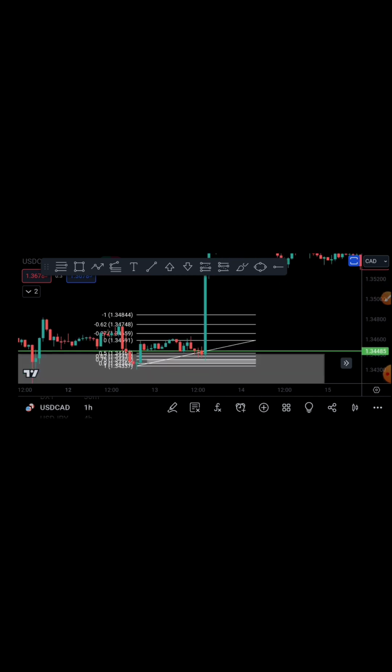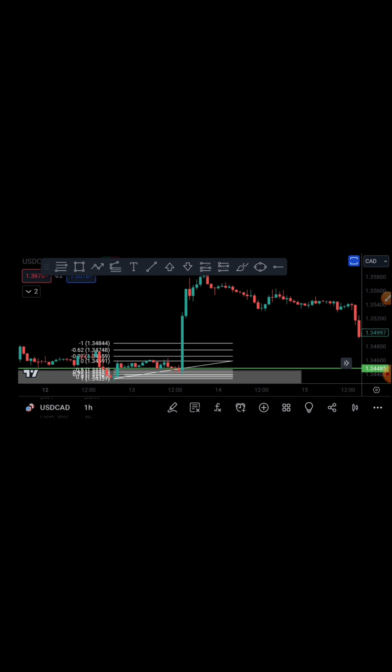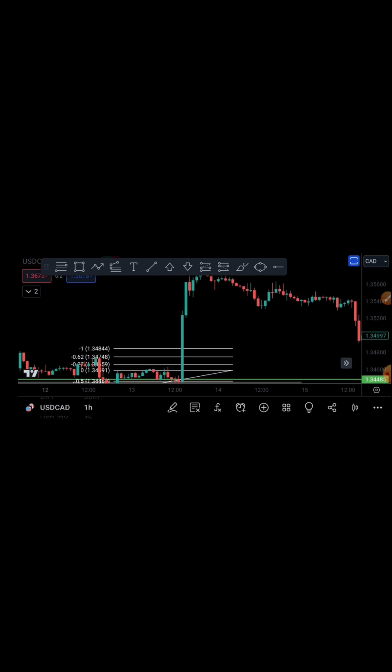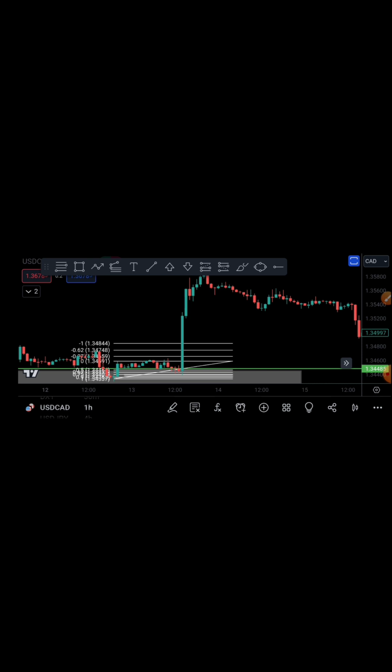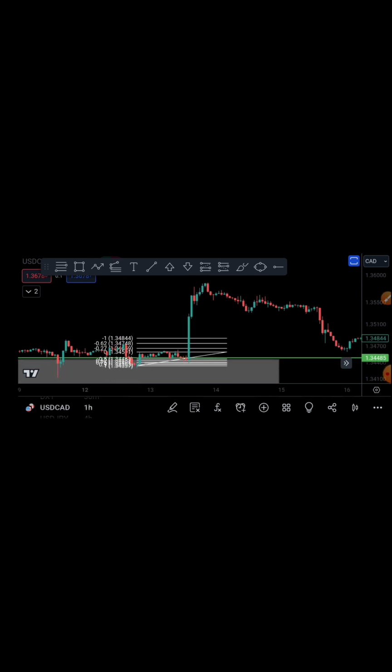And look at the move. Look at the move. Do you know how many pips this is? Oh God. The move. It's more than 100 pips. And immediately when the session was over, we have a decline.